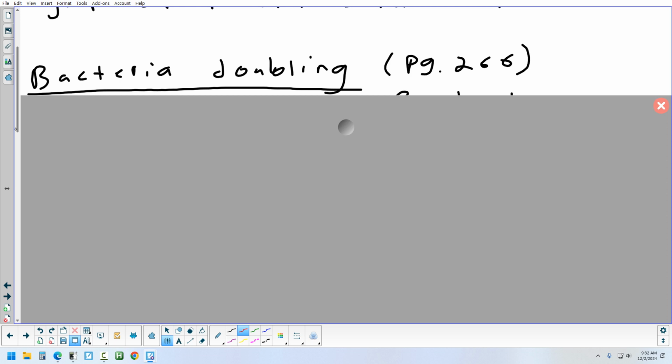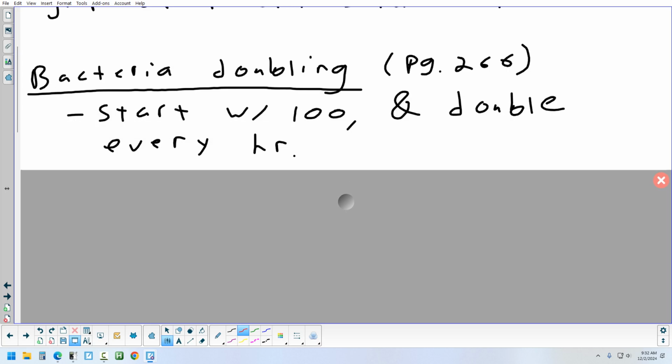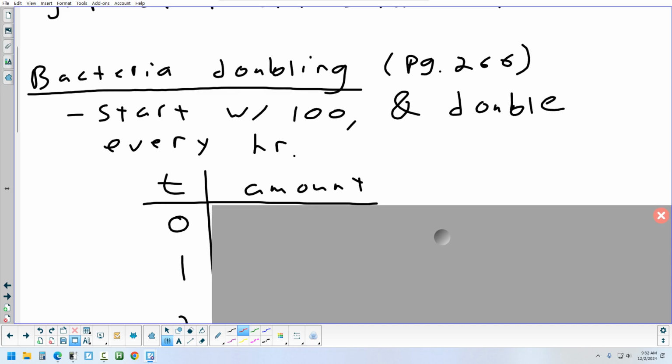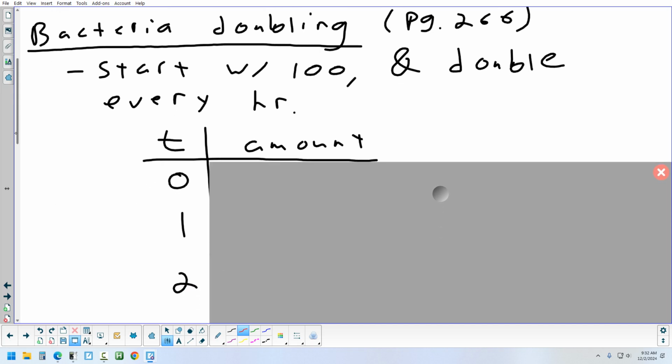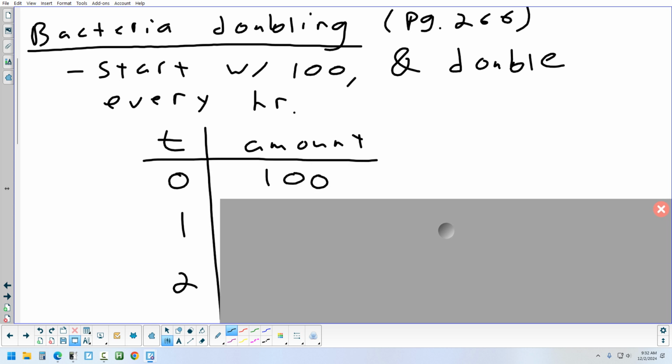Now, let's look at another example of exponential growth. This is much more rapid than the last problem. This is something that's doubling. Okay, doubling. Say we had 100 bacteria, and it doubles every hour. Time 0 means the beginning. It's before any time has passed. So how much bacteria do we have at the very beginning of this experiment? 100. How much bacteria do we have after 1 hour has gone by? 200. 200.